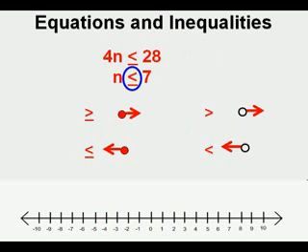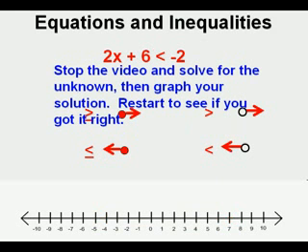Now to graph it, we look at the direction of the symbol and whether it will be a point or an open circle. And this is the one that matches. So we put the point, or the boundary point, at 7 and draw the arrow to the left. The arrow to the left means that it goes all the way to negative infinity. Now here's another one. 2x plus 6 is less than negative 2. Stop the video, see if you can solve for the unknown, then graph it on a number line. Then restart it to see if you got it right.